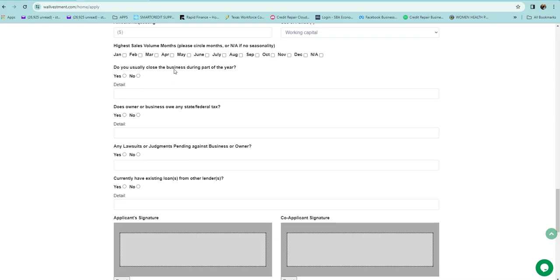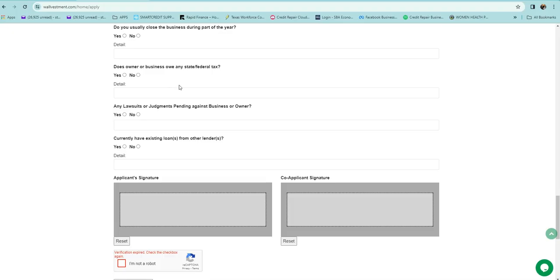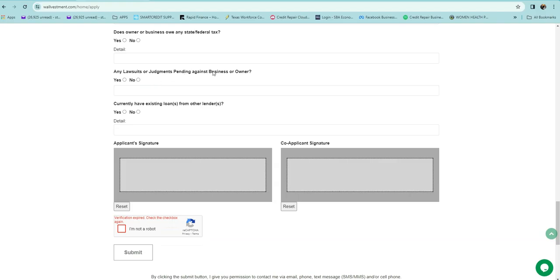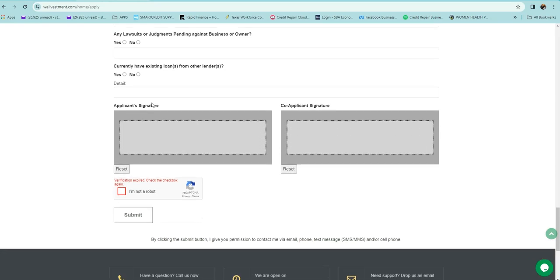Do you usually close the business during part of the year? This will tell us if they're seasonal or not seasonal. Okay, so that's important. That's a risk factor. Does the owner or business owe any state or federal taxes? This is important. That's a risk factor. Any lawsuits, judgments, or bankruptcy, right? So that's also risk factors. Okay, so fill it out.